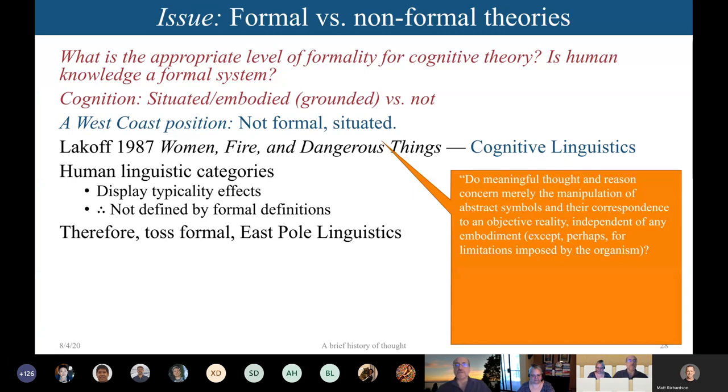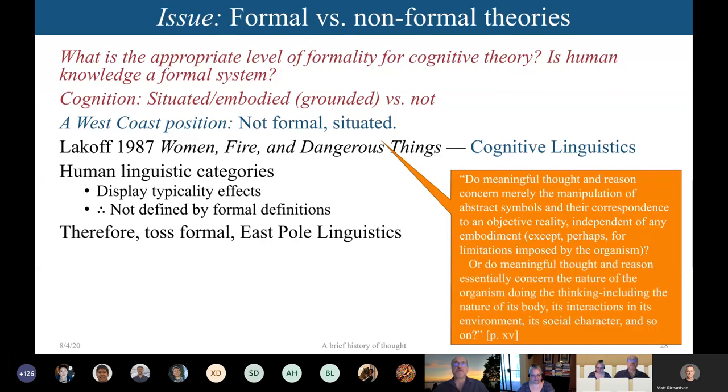Does meaningful thought and reason concern merely the manipulation of abstract symbols and their correspondence to an objective reality, independent of any embodiment, except perhaps for limitations imposed by the organism? Or do meaningful thought and reason essentially concern the nature of the organism doing the thinking, including the nature of its body, its interactions in its environment, its social character, and so on? Of course, he strongly advocates the second view there.